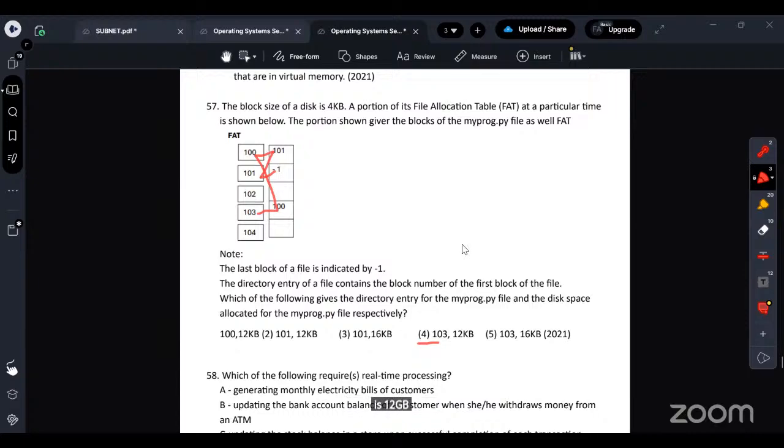How do you find this 12 KB? Because the file occupies 3 blocks, right? 103, 101, 100. So the given block size is 4 KB over here. So 3 blocks into 4 KB. How much is it? 3 blocks into 4 KB is 12 KB. So that's the answer. We did it in that way.